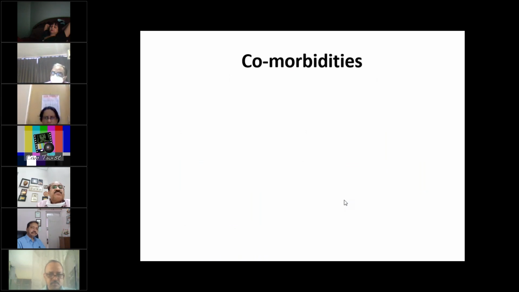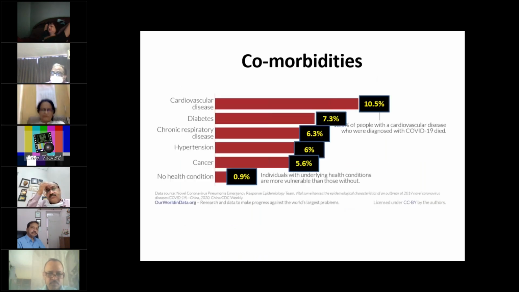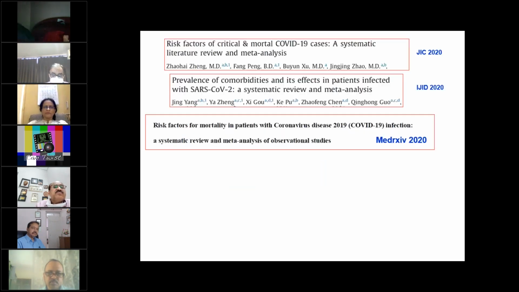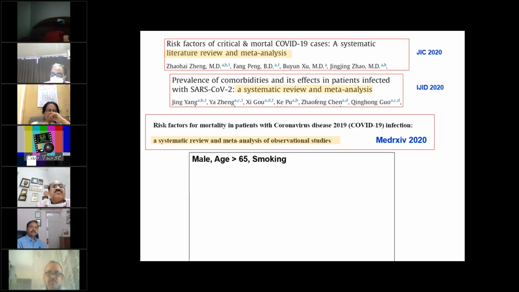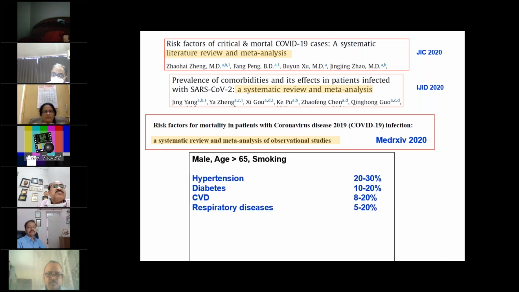Comorbidities is the second factor, so age, comorbidities. Initial data from China showed us that cardiovascular disease, diabetes, COPD, hypertension, these were bad signs. So I pulled out three recent meta-analyses. Gender, age, smoking, hypertension, diabetes, cardiovascular disease, chronic respiratory disease. If you have this, the odds of dying are nearly 2.5 to 3.5 times.